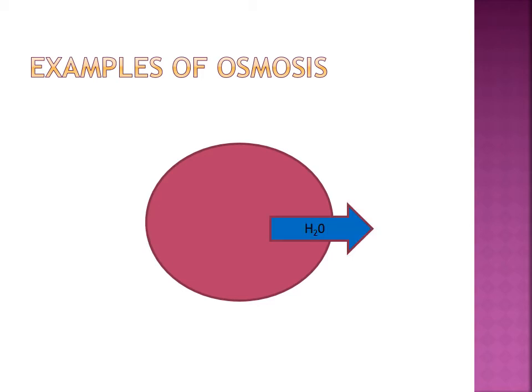Here, water's leaving the cell. What can you tell me about the cell? It's hypotonic compared to the solution, which is hypertonic. What's going to happen to the cell? It's going to shrink. Here, you have water moving in both directions equally at the same time. What do you call this? Isotonic.